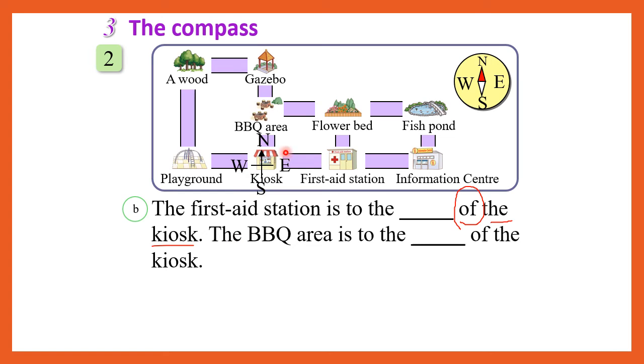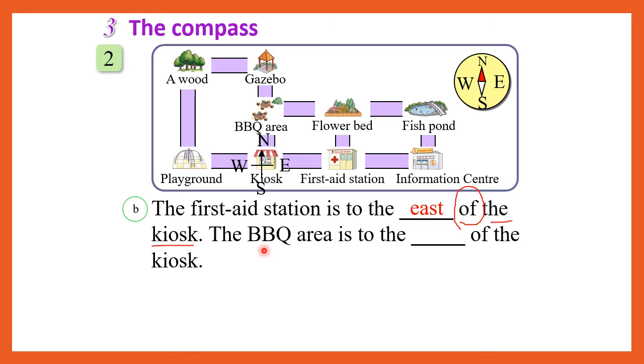The direction should be the same as the compass that you see on the map. So you are at the kiosk and you look at the first aid station. You can find that it is east. So the first aid station is to the east of the kiosk.